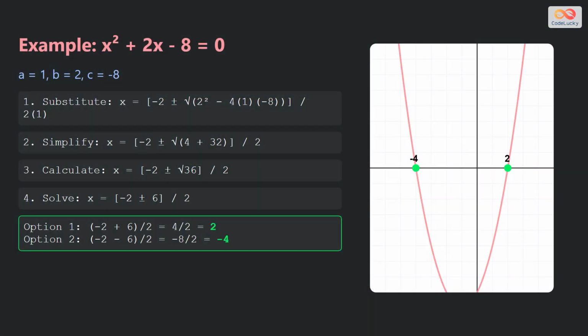Let's solve x² + 2x - 8 = 0 using the formula. Here, a is 1, b is 2, and c is -8. Plugging these into the formula, we get -2 ± √(4 - 4 × 1 × -8). This simplifies to the square root of 36, which is 6. Calculating both options, we get x = 2 and x = -4.